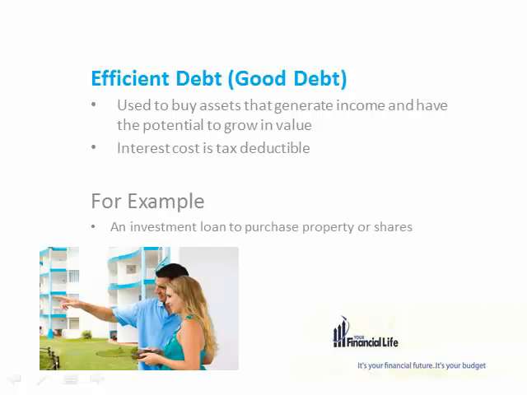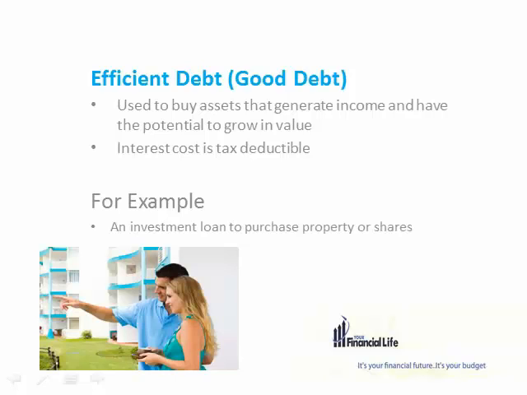So efficient debt is used to acquire assets that generate tax assessable income and have the potential to grow in value. So as the assets generate an income, the interest costs are tax deductible. The income produced by the asset can also be used to repay that debt. An example of efficient debt is an investment loan where the proceeds are used to purchase shares or property. They may be purchased directly or through a managed fund. The asset has the potential to appreciate in value and generate an income, and therefore the interest on the loan is tax deductible.